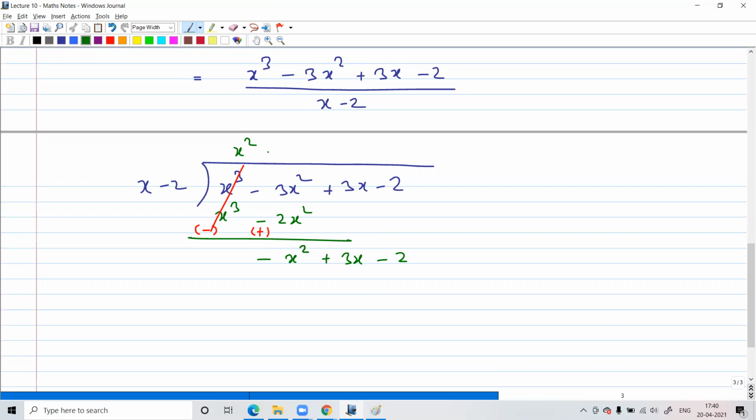Again, what should I multiply? Minus of x. So that it becomes minus x squared and minus plus x.